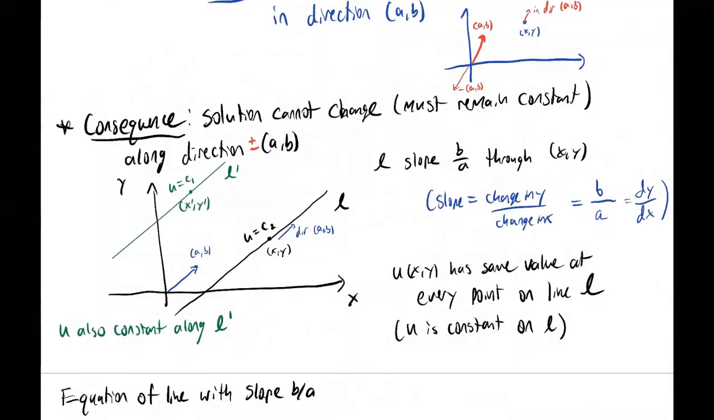And so these lines have special names. These lines are called the characteristic curves.